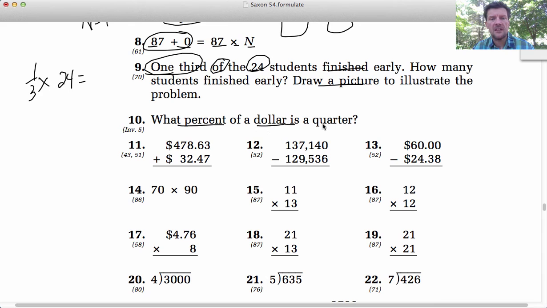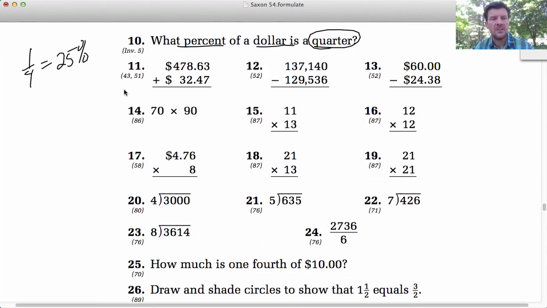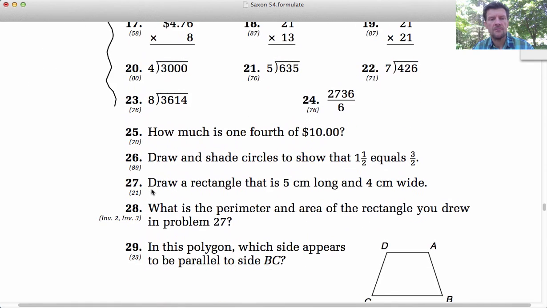What percent of a dollar is a quarter? So a quarter, just by its name alone, hopefully you see that a quarter is 1/4 of a dollar, or 25 cents. And that's 25% of a dollar. Or sorry, yeah, it's 25% of a dollar, okay? It's a quarter of a dollar. All right, I'm going to let you do 11 through 24.